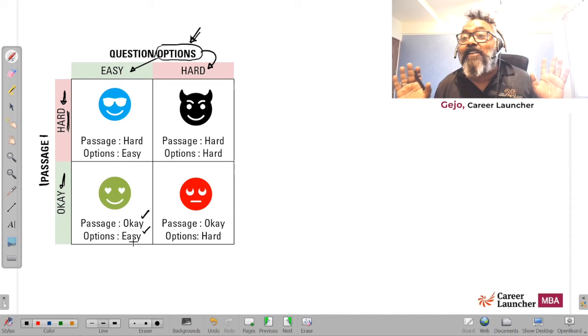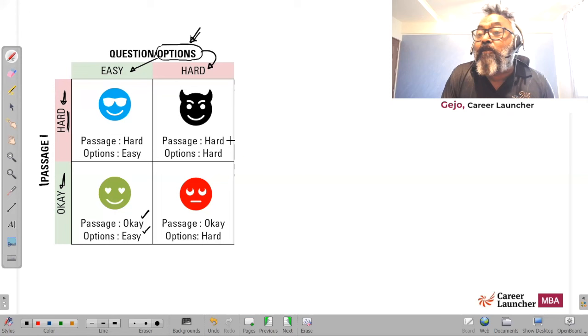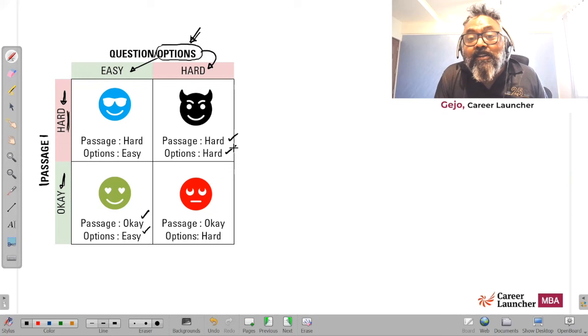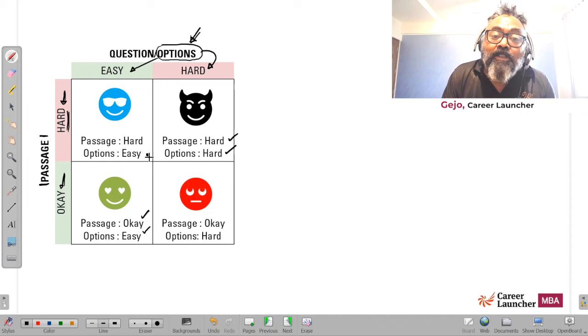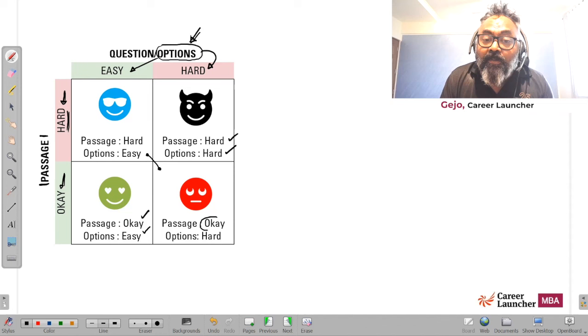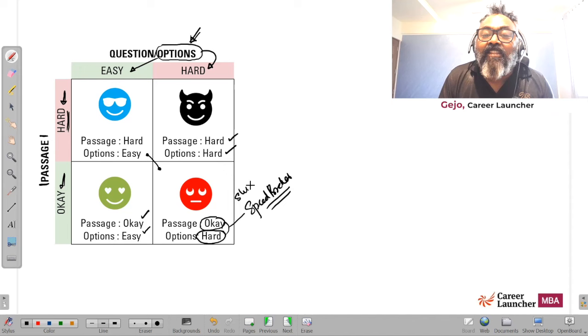And this is also a scenario, even though it sounds crazy, which is very manageable. Imagine I see a very hard passage and the options are very hard. It's very natural for me to say, I'm going to skip it. It's a very easy thing to do. The problem happens in these two cases. What if the passage is okay to read and the options are hard? This is where an amazing number of speed breakers happen. We get stuck.